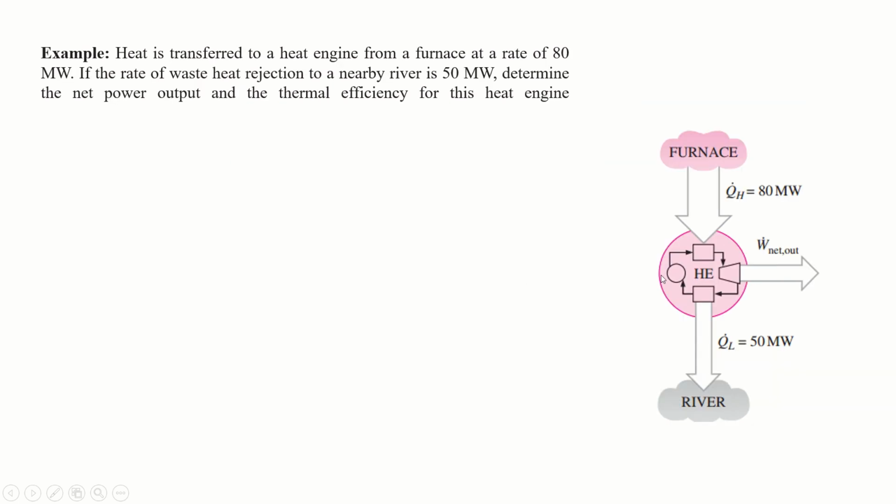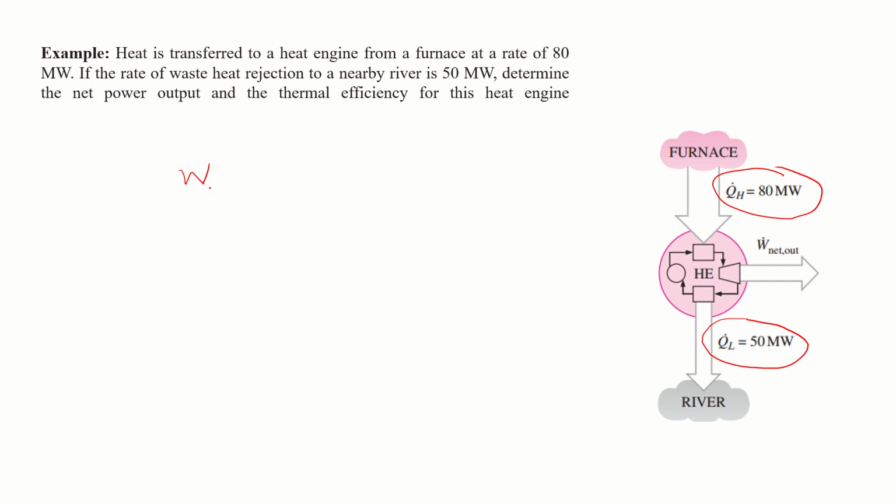Now we'll do an example to understand this concept. In this example, heat is transferred to a heat engine from a furnace at a rate of 80 megawatt. So QH, the heat from the furnace, is 80 megawatt. You can see here, this is 80 megawatt, and the rate of waste heat is 50 megawatt. Determine the net power output.